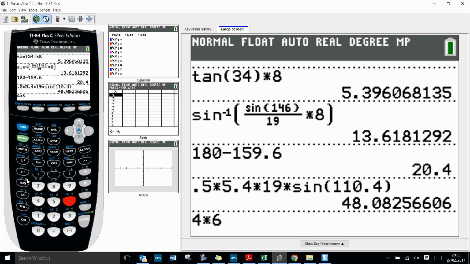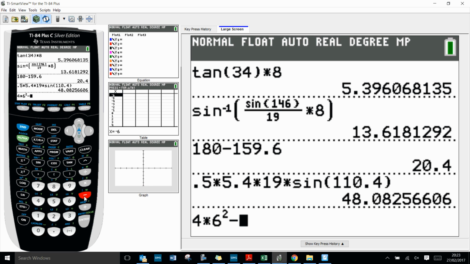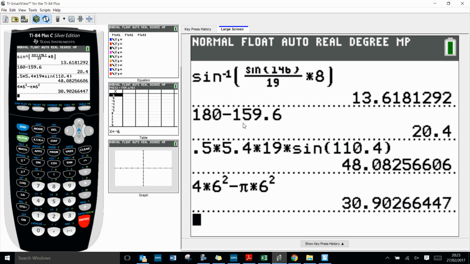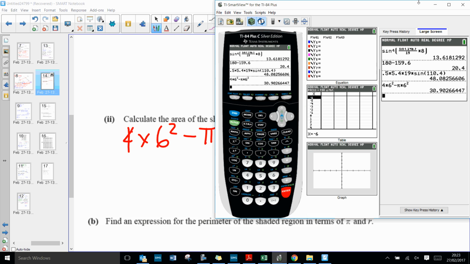6 squared, minus 30.9. Oops, what have I done now?